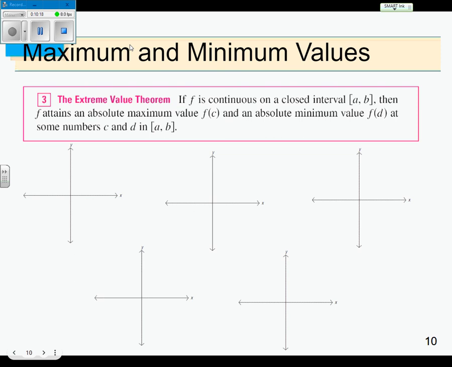Let's draw it out. It means that if I am going from, say, a right here to b right here, and I connect them however I feel the best way to connect them is, what this extreme value theorem says is that at some point in between these two, there has to be an absolute maximum right here at c and an absolute minimum right here at d.